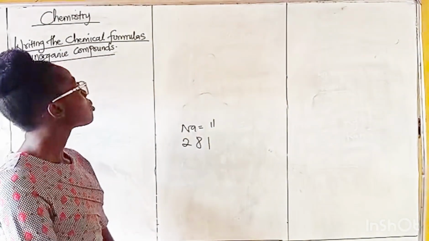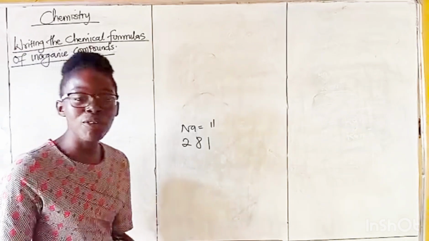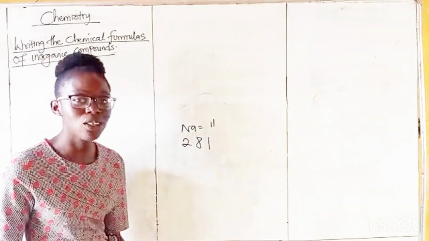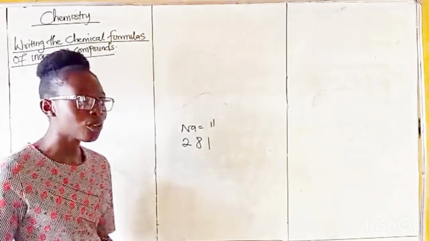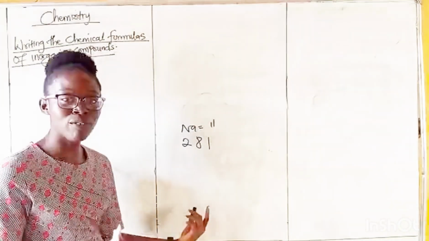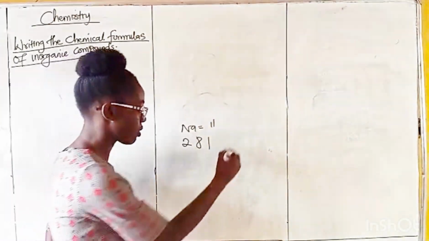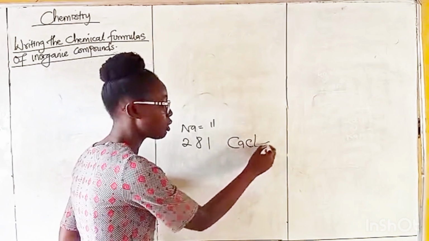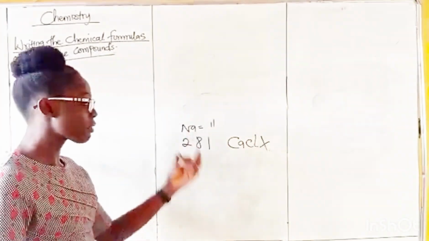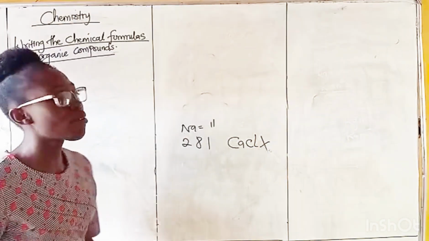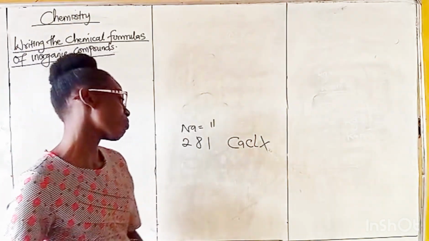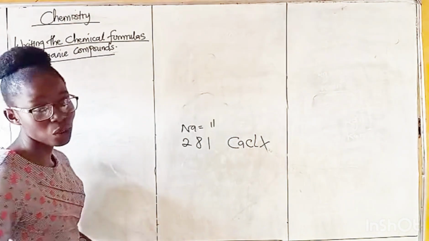Okay? Today, let's look at how to write the chemical formula of chlorides. Chlorides like sodium chloride, magnesium chloride. You know, it's an error. You can ask a student to write the chemical formula of calcium chloride, then the next thing you will see is CaCl, which is wrong. So at the end of today's class, you will learn the easiest way of writing the chemical formula of inorganic compounds.